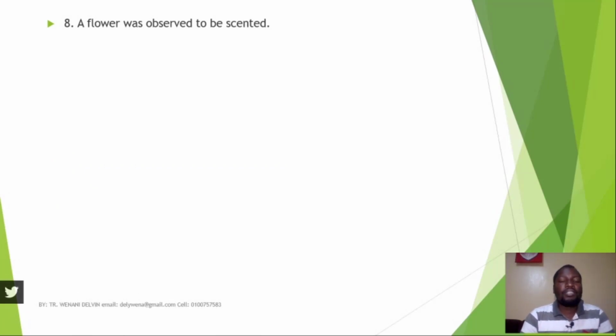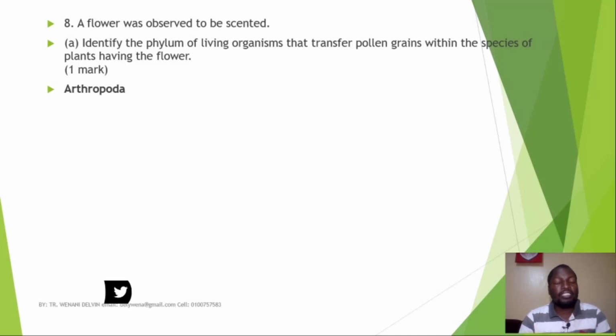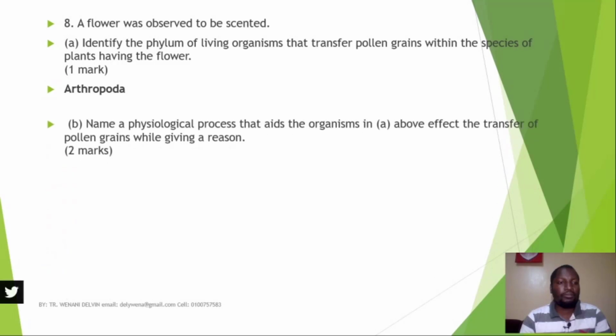Now, a flower was observed to be scented. Identify the phylum of living organisms that transfer pollen grains within the species of the plants having the flower. So it was scented, and therefore these are Arthropoda, because we are talking about the phylum. Most of the insects are the ones which do the pollination, and insects are under class Insecta, phylum Arthropoda. So if you have been asked the phylum, then it is the phylum Arthropoda.